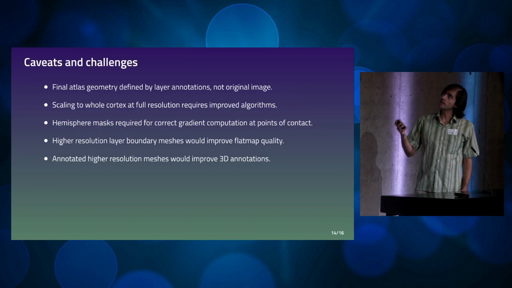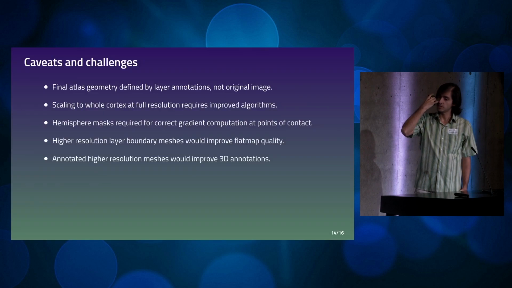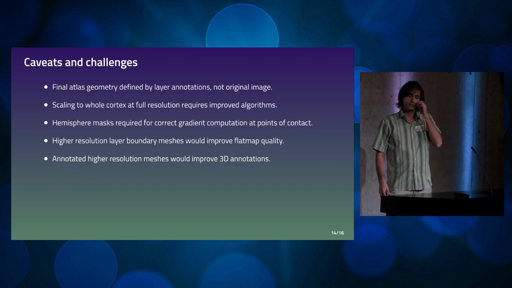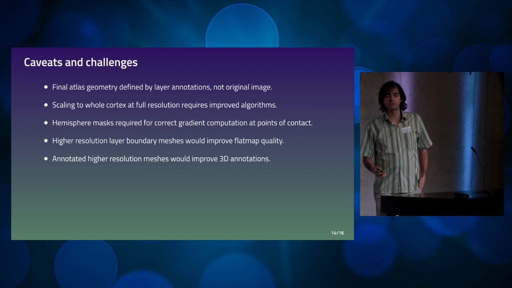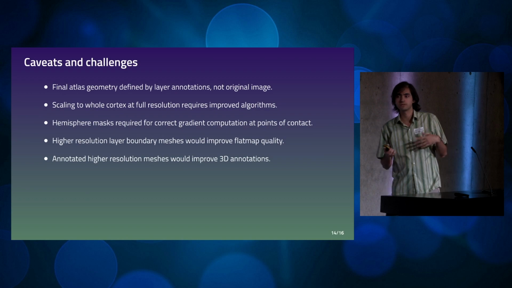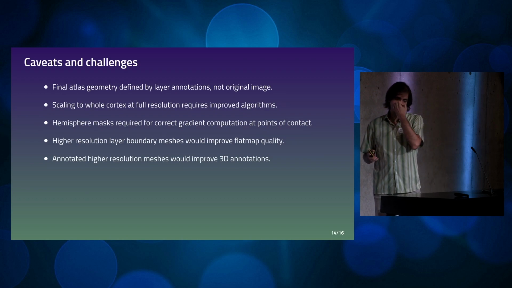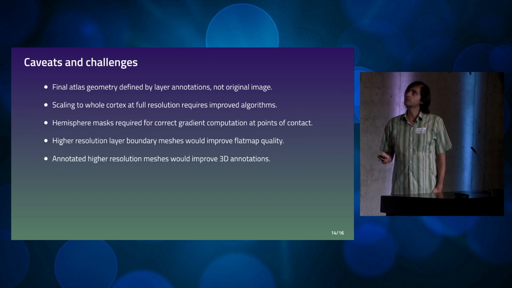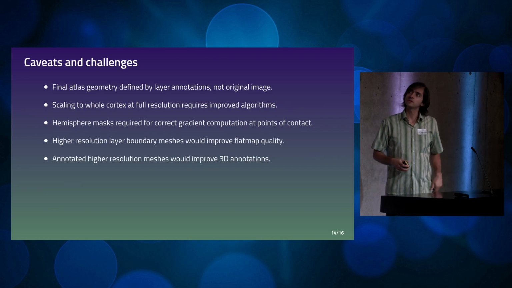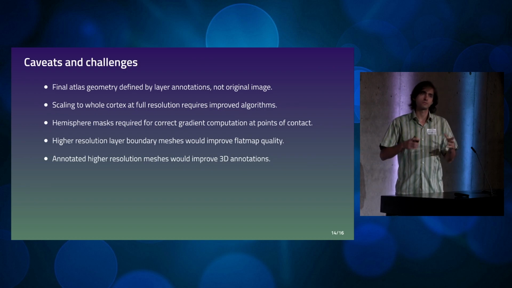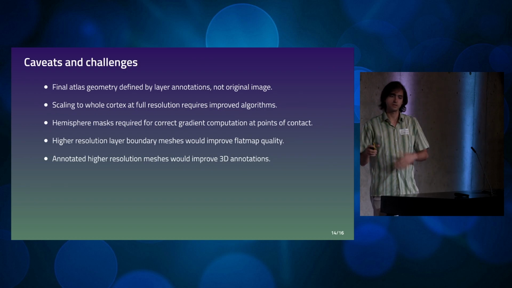And then finally, some challenges. Of course, one thing is that the atlas geometry is in the end defined by the layer annotations and not the original image, which differ a little bit because of the way the layer annotations were defined. And then, this was done at a downscaled resolution. Doing it at full resolution would require some tweaking of the algorithms because you cannot load all the datasets in memory at the same time, so some kind of approach would be needed there.